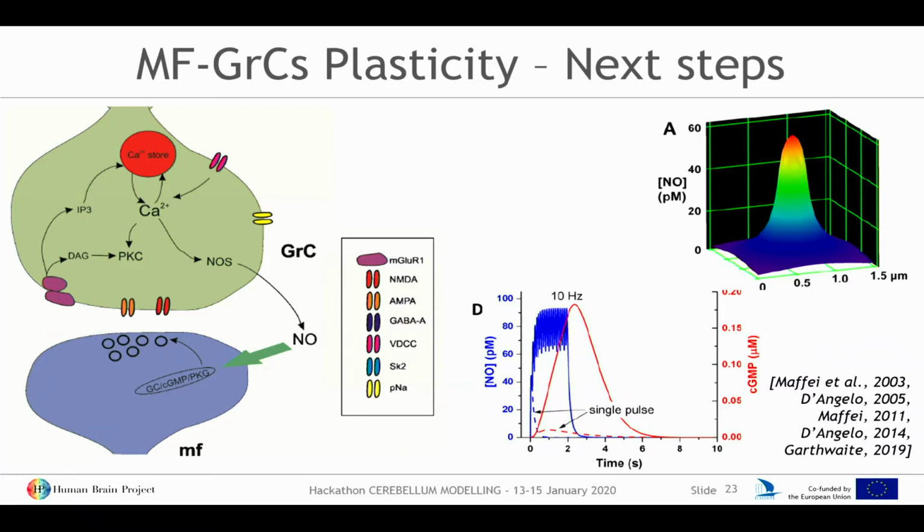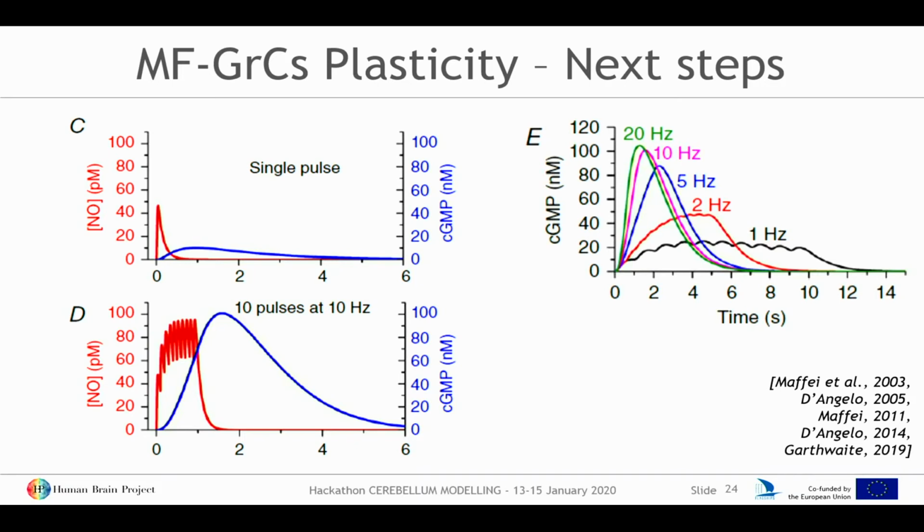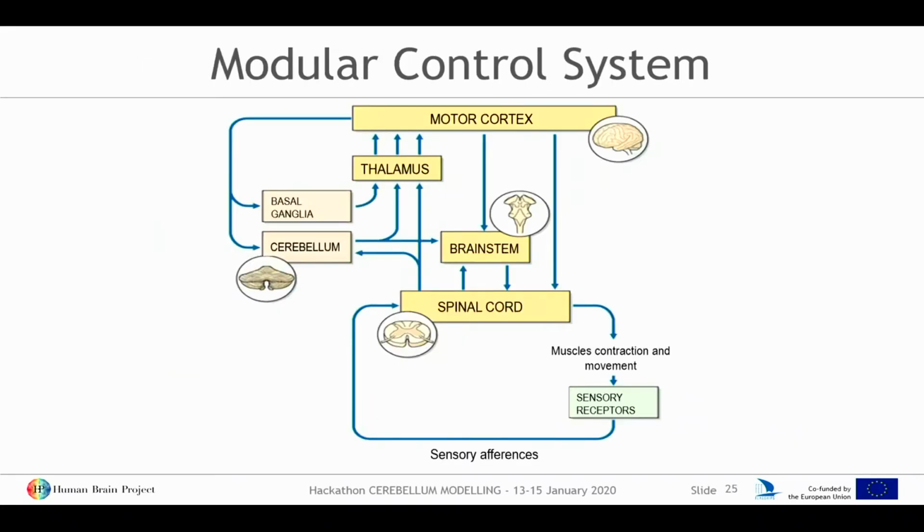So it's a complicated mechanism, and we are working with Alessandra Trapani here to add this mechanism to the already complicated, let's say, mossy fiber granule cell synapse. But we want to be as close to the biology as possible. So this is something that we need to take care of. So also here we have a dependency on the frequency. So the brain is very complicated.